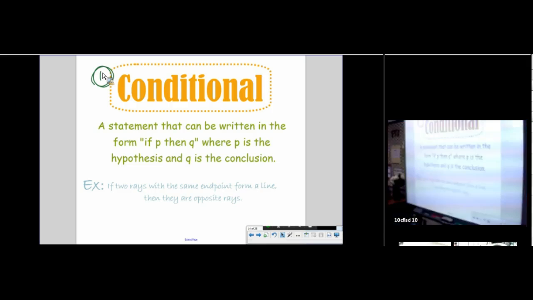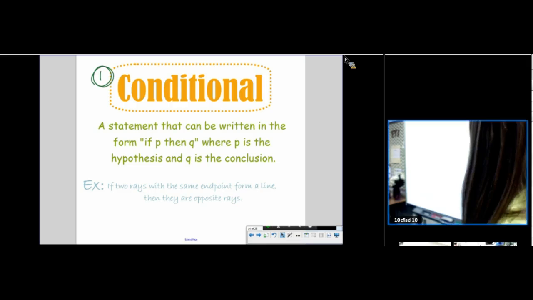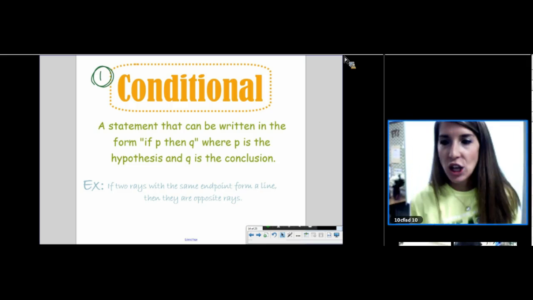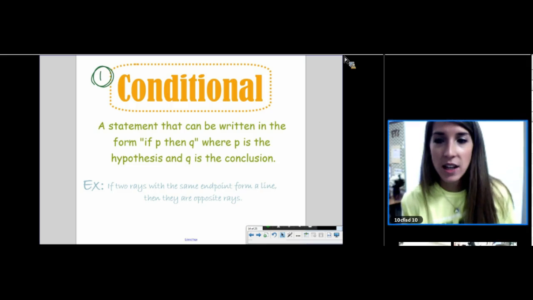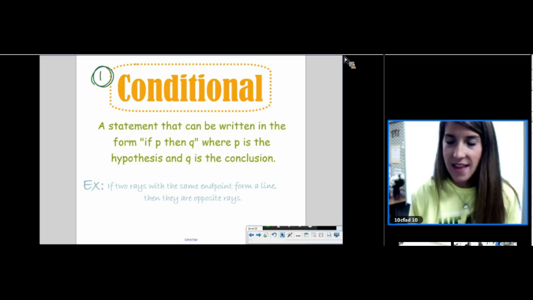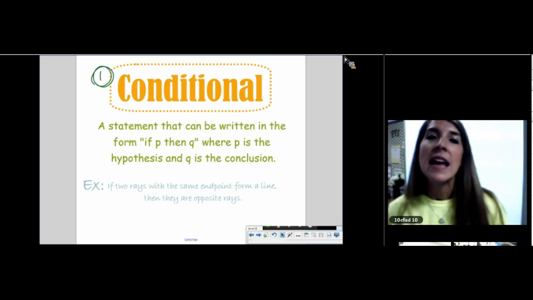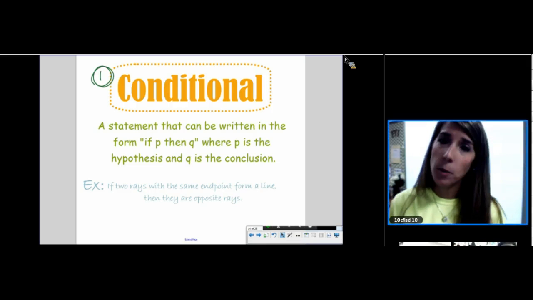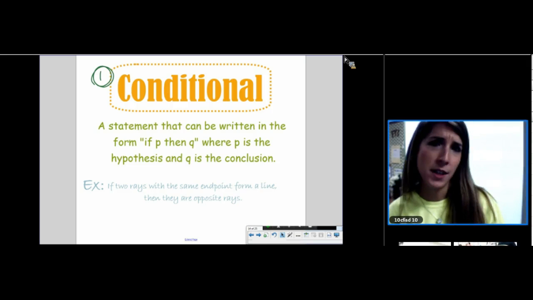Okay, here we go. A conditional is a statement that can be written in the form if P, then Q, where P is the hypothesis and Q is the conclusion. Let me give you some simple ones before we read that one in blue. Don't write anything under the example yet. If it is cloudy, then it will rain. If you do your homework, then you'll pass the quiz.